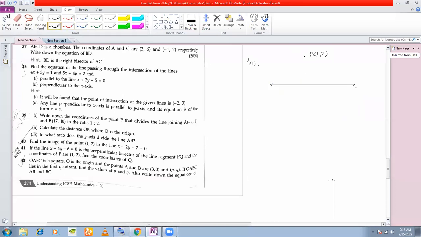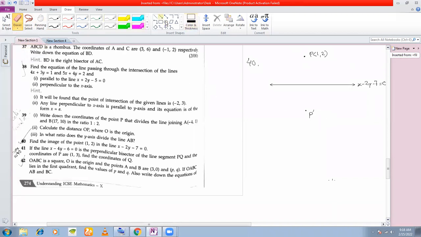What is the equation of the line given to you? x minus 2y minus 7 is equal to 0. You need to find out the image of this point, P dash, right? You need to find out the coordinates of this image. Okay. So how do you proceed to find out?